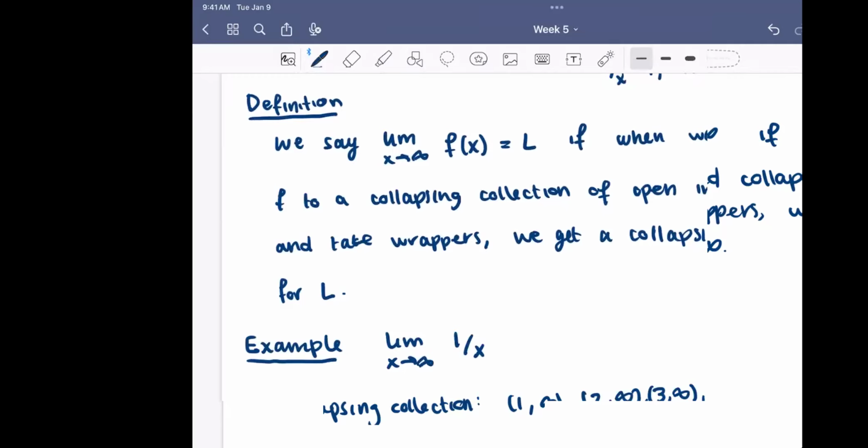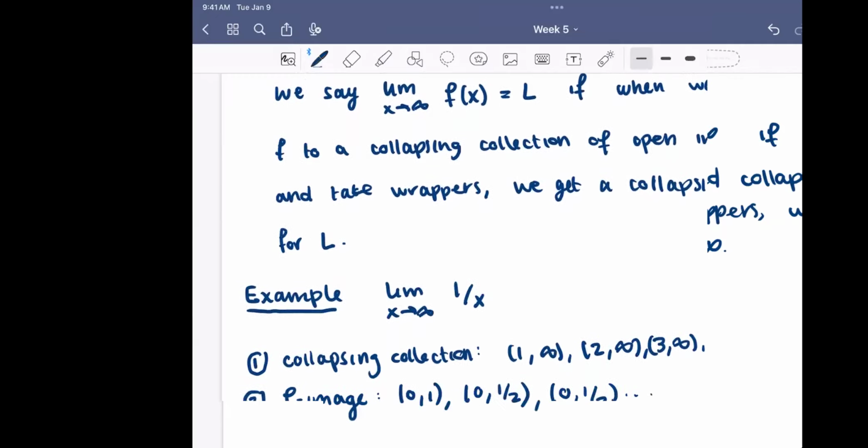Yeah, exactly. So here we get 0 to 1/2. Same reason: the largest output is going to come when we put in this left endpoint, so we get 1/2 there. And then we would get 0 to 1/3 and so on. Okay, and then we'll take the wrappers.